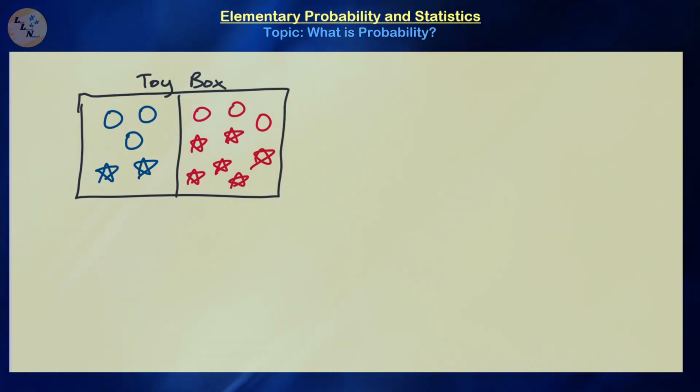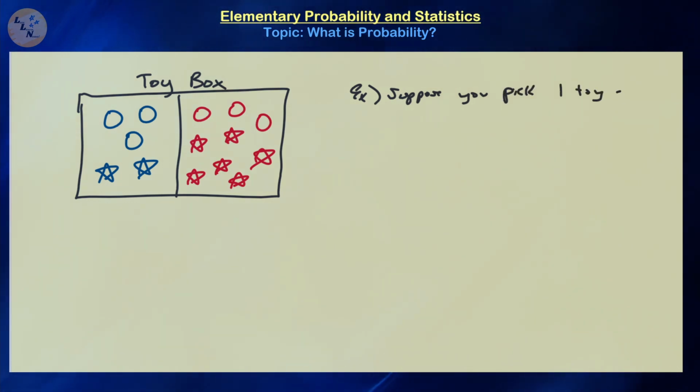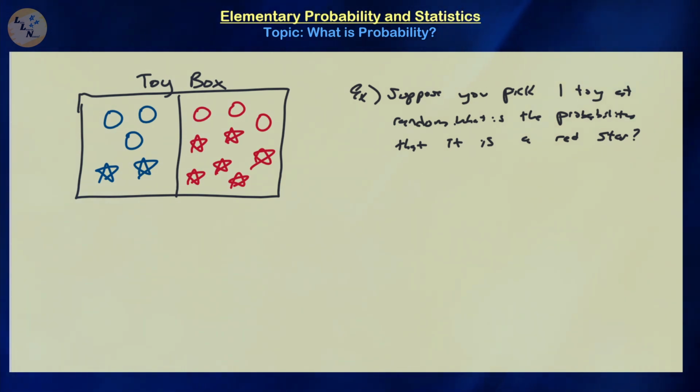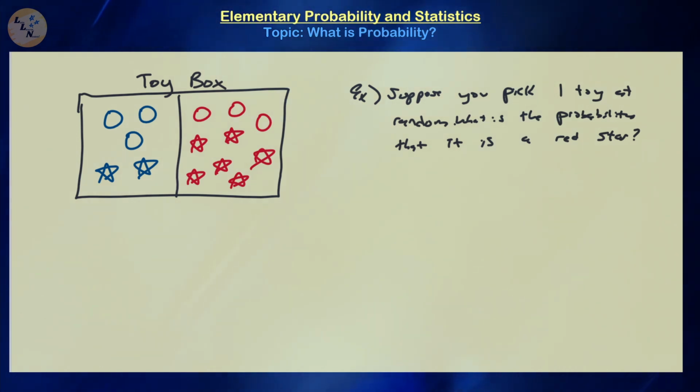So what is the probability? For example, let us assume you pick one toy at random after you shuffle all the toys in the box. What is the probability that it is a red star, right? What you could do is count all the red stars, divide by how many total toys you have, and that'll be your probability. But let's assume you can't count all of them or the sample space isn't obvious, right? So what we can do is use the product rule.